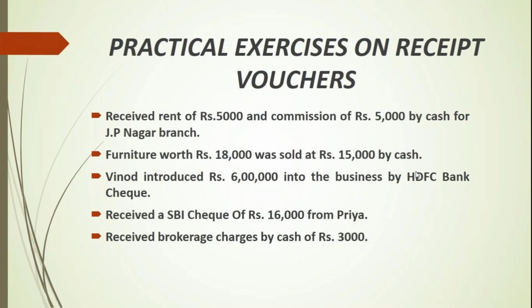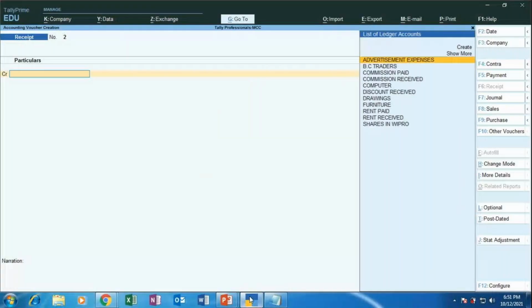I'll repeat it again. The 15,000 that I receive as cash on the sale of furniture, I would not retain in the form of cash. Rather, whatever cash I receive from the sale proceeds, I would deposit in my company's bank account. So, how can I interpret the same in the Tally software under the receipt voucher? Let's do it. So, let's pass the entry. Now, when the furniture is being sold, furniture is an asset, a real account.